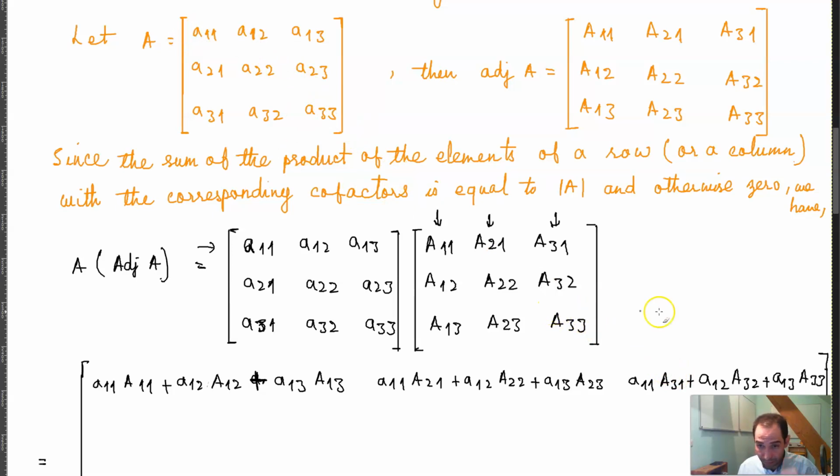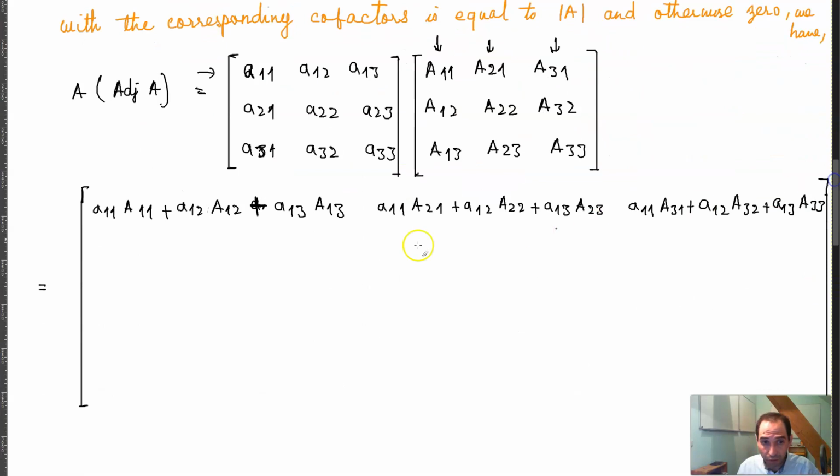And so that means that this part over here would be the value of determinant A. This would be 0, this would be 0. Then again you would get a 0 over here, the value of determinant A, and again a 0 over here.